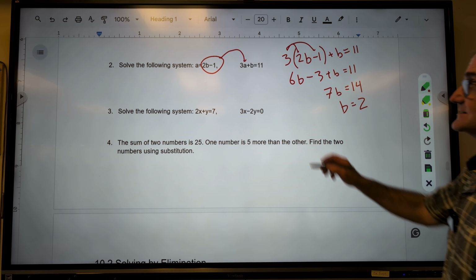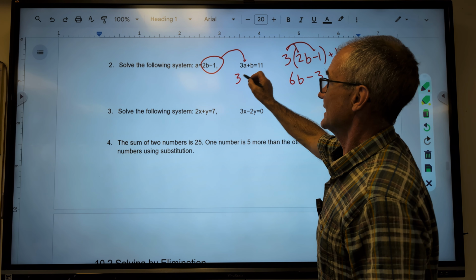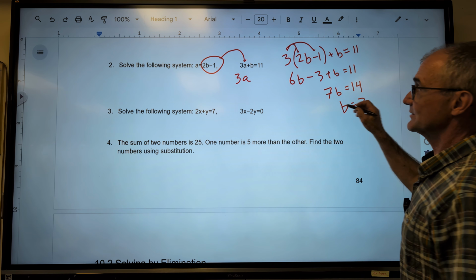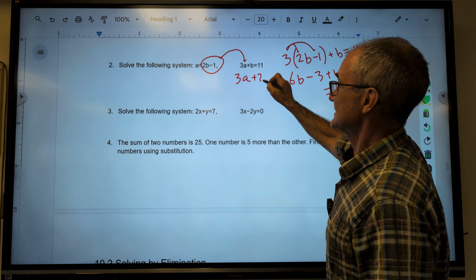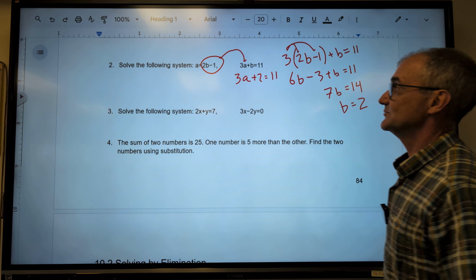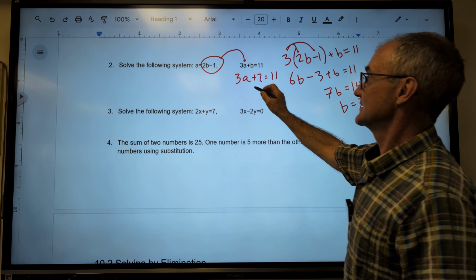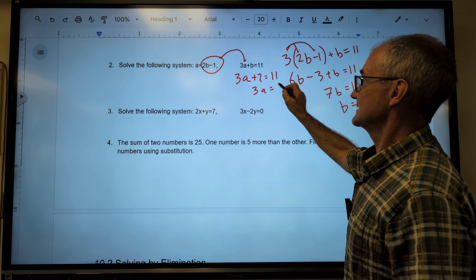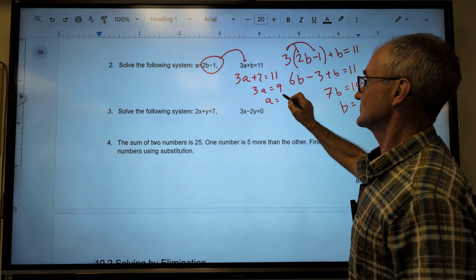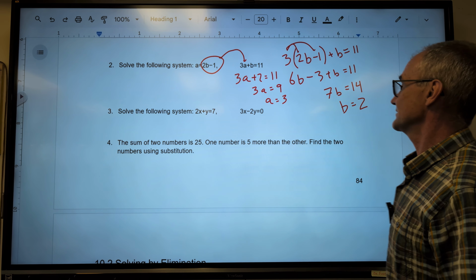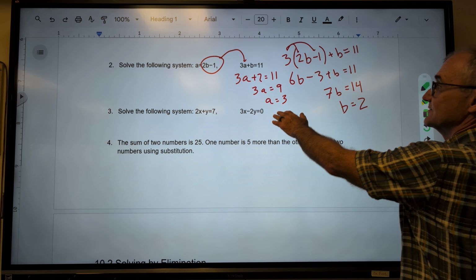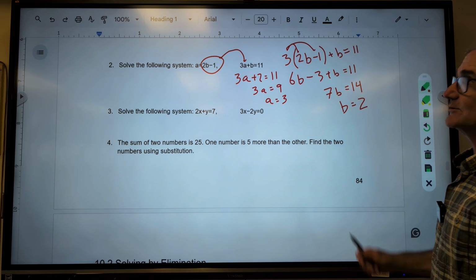Only half my answer. I have 3a plus b, well, b is 2, is equal to 11. Subtracting 2 from both sides, 3a is equal to 9. A is equal to 3, 9 divided by 3. Value for b, value for a. I could write it as an ordered pair, or I could just leave it as b is equal to 2, a is equal to 3. Sub them back in, make sure they work.